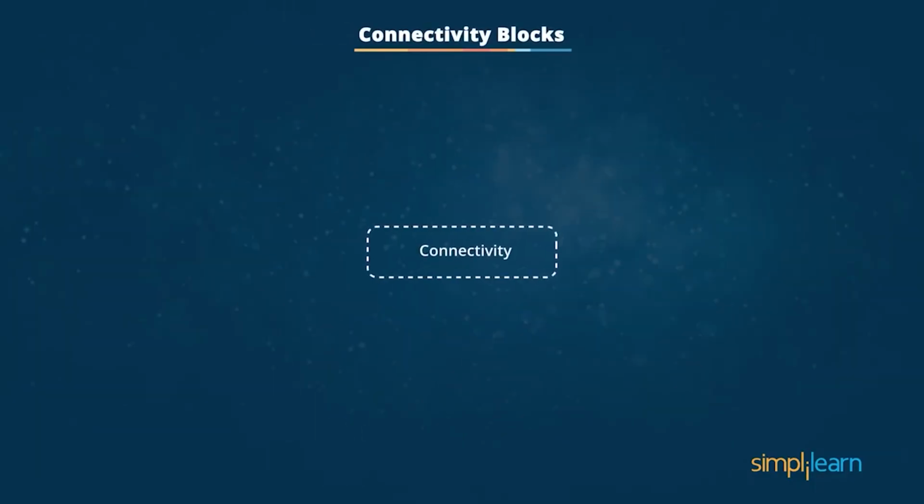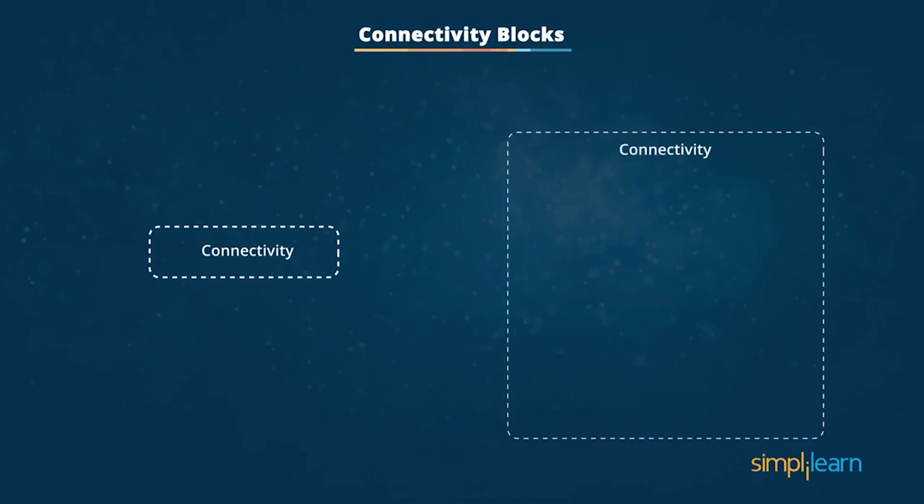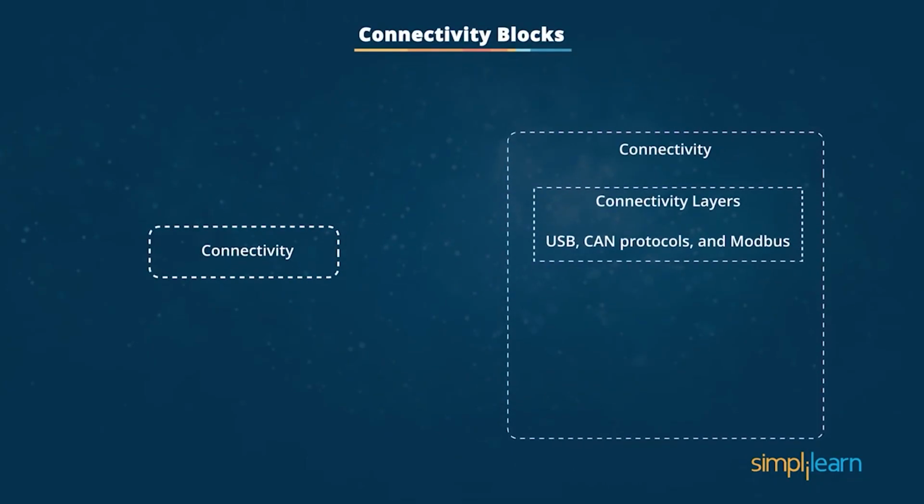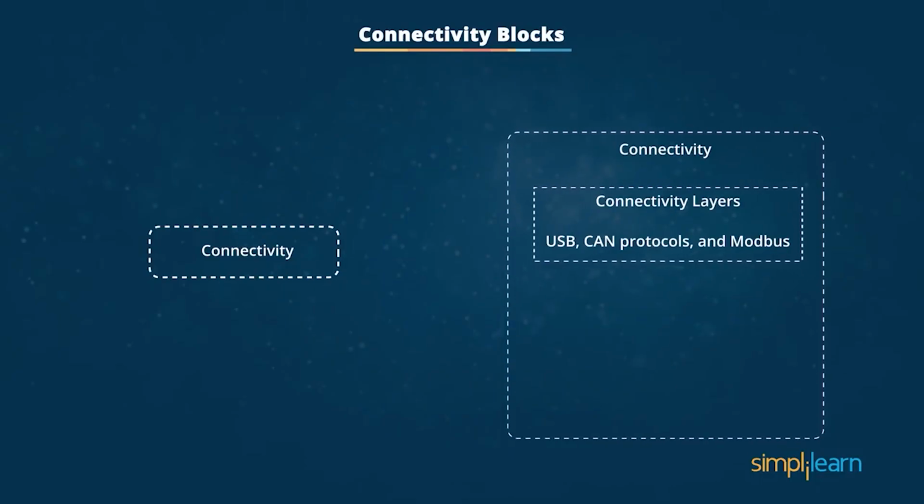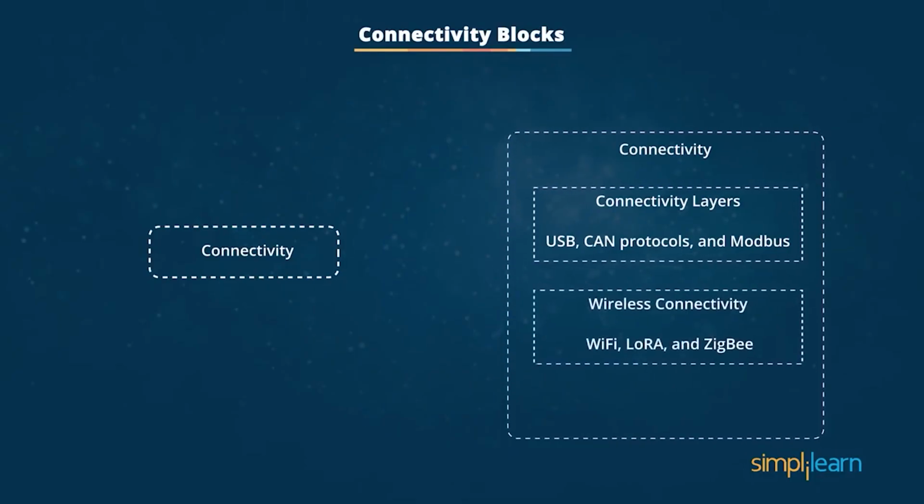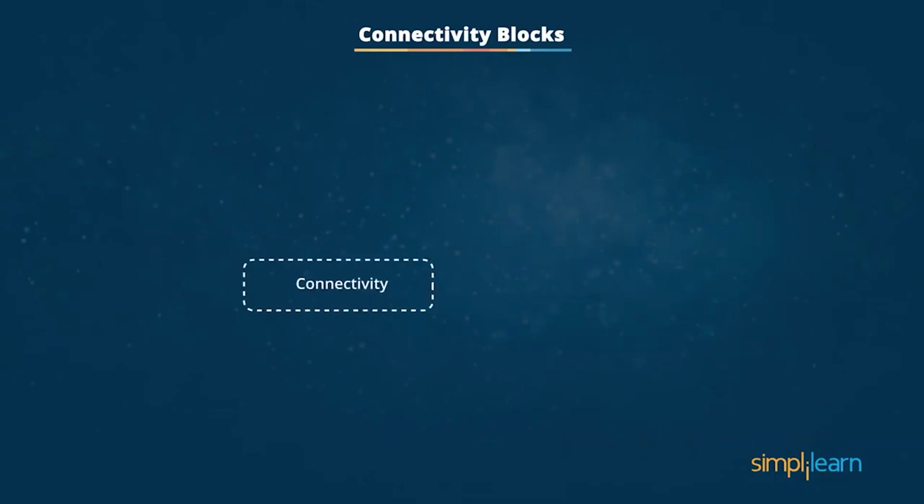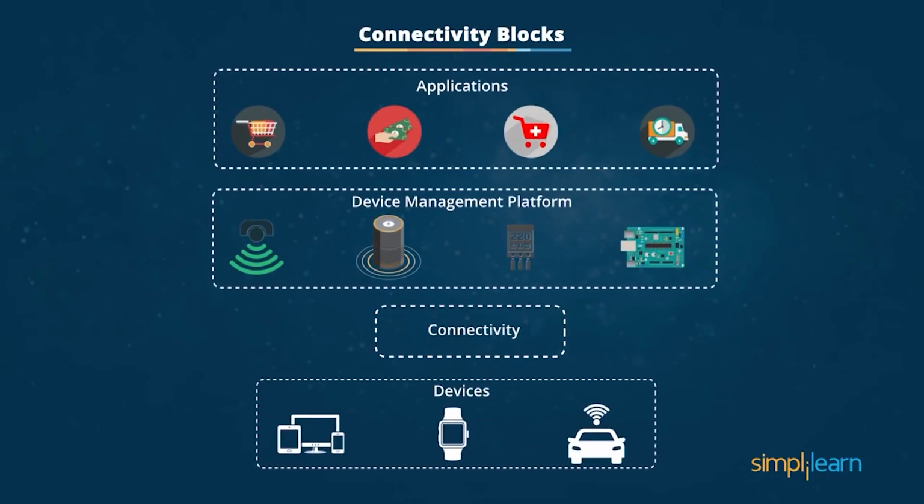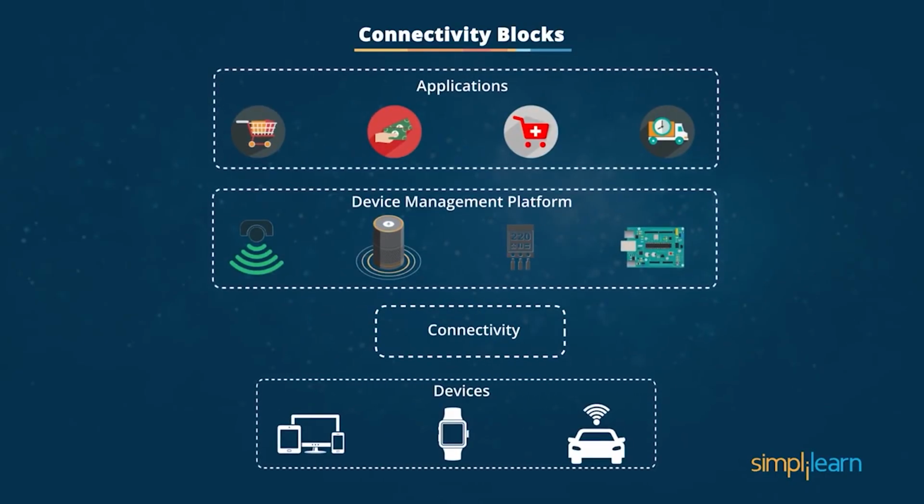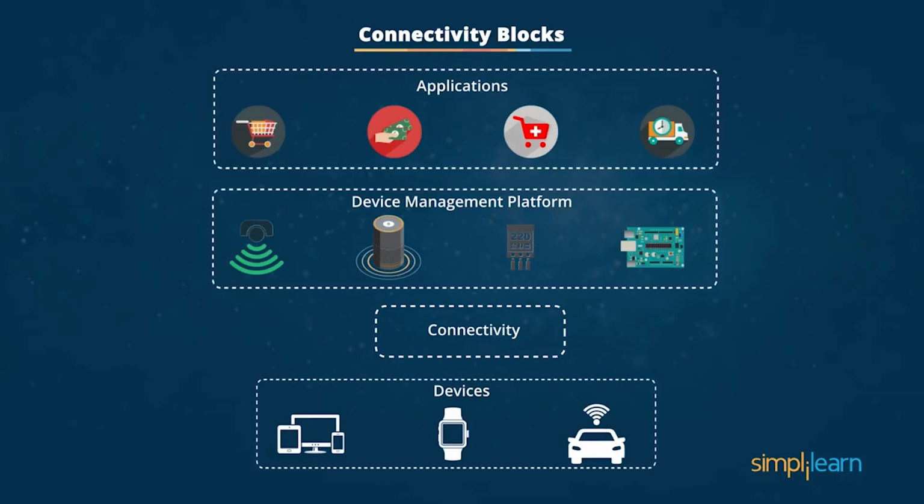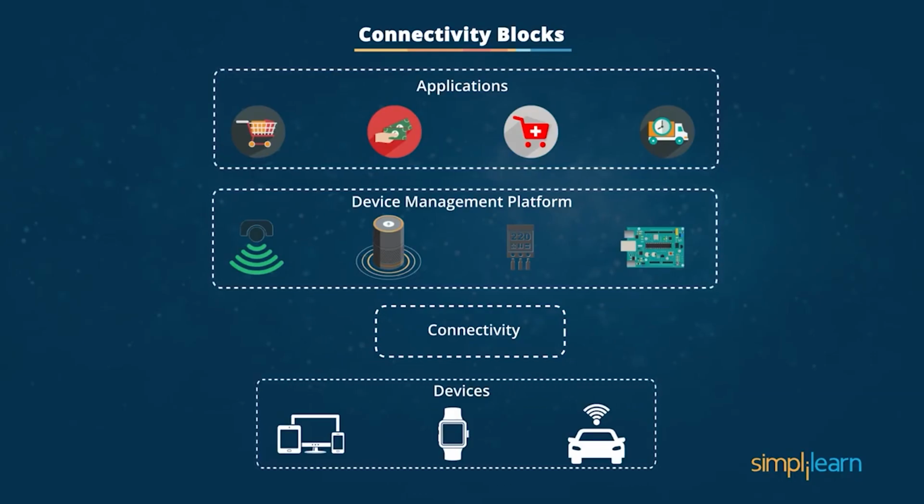Connectivity blocks collectively are considered the backbone of an IoT setup. There are various connectivity layers like USB, CAN protocols, and Modbus. The next generation protocols of Wi-Fi are LoRa and Zigbee. They can interface with any application or module, a small device embedded in an object. The entire landscape is called gateway architecture.